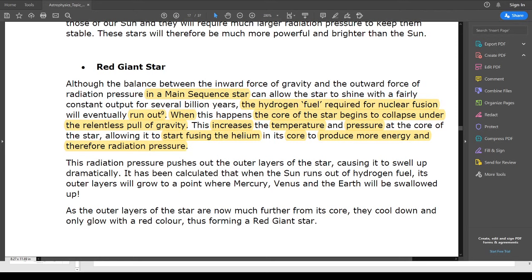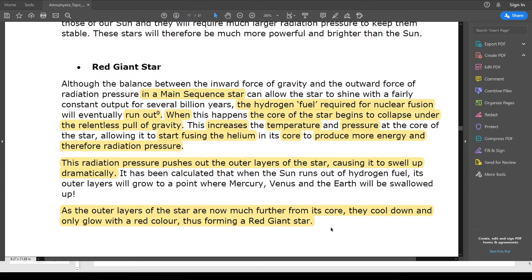So then this radiation pressure pushes out the outer layers of the star, causing it to swell up dramatically. And then as the outer layers of the star are now much farther from its core, they cool down and only glow with a red color, thus forming a red giant star. So that's a red giant star.